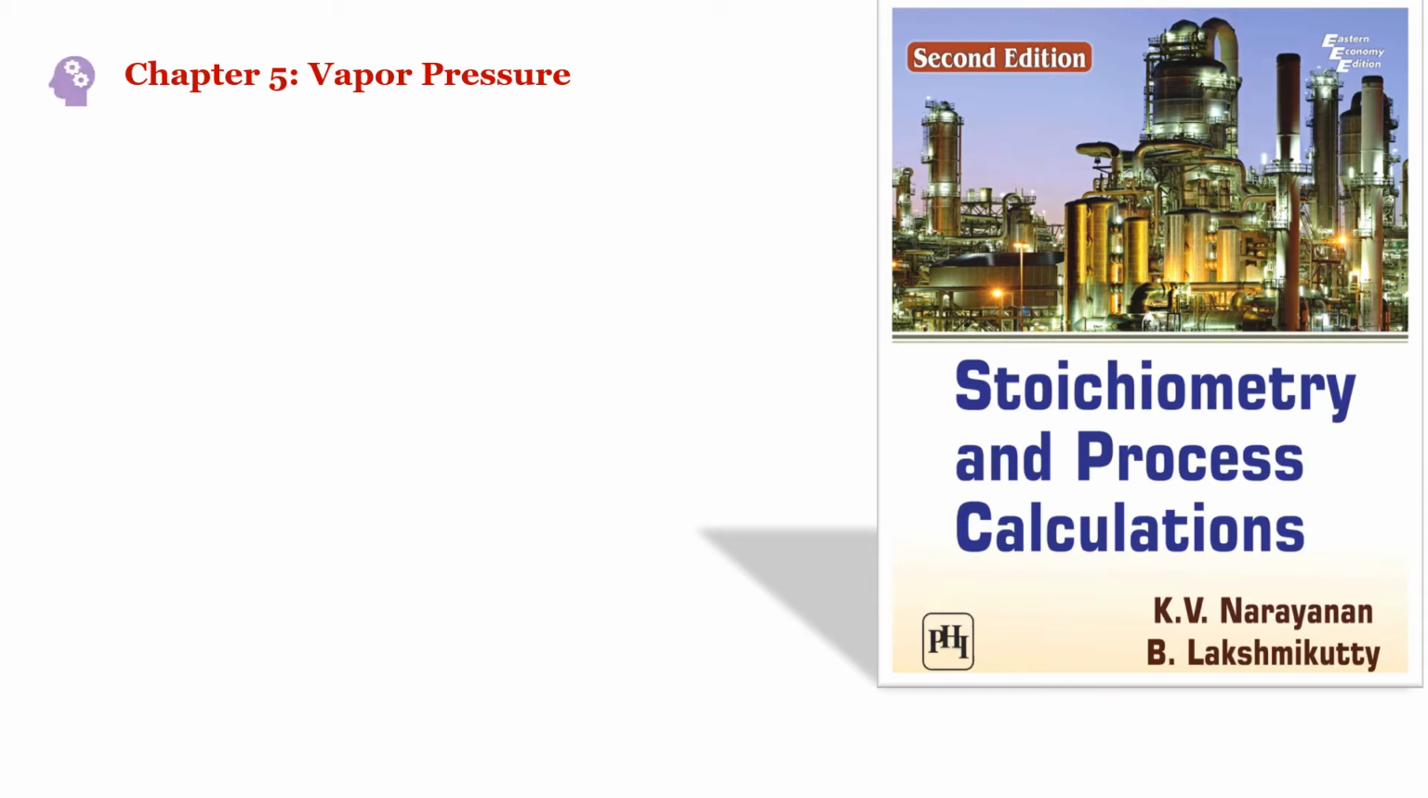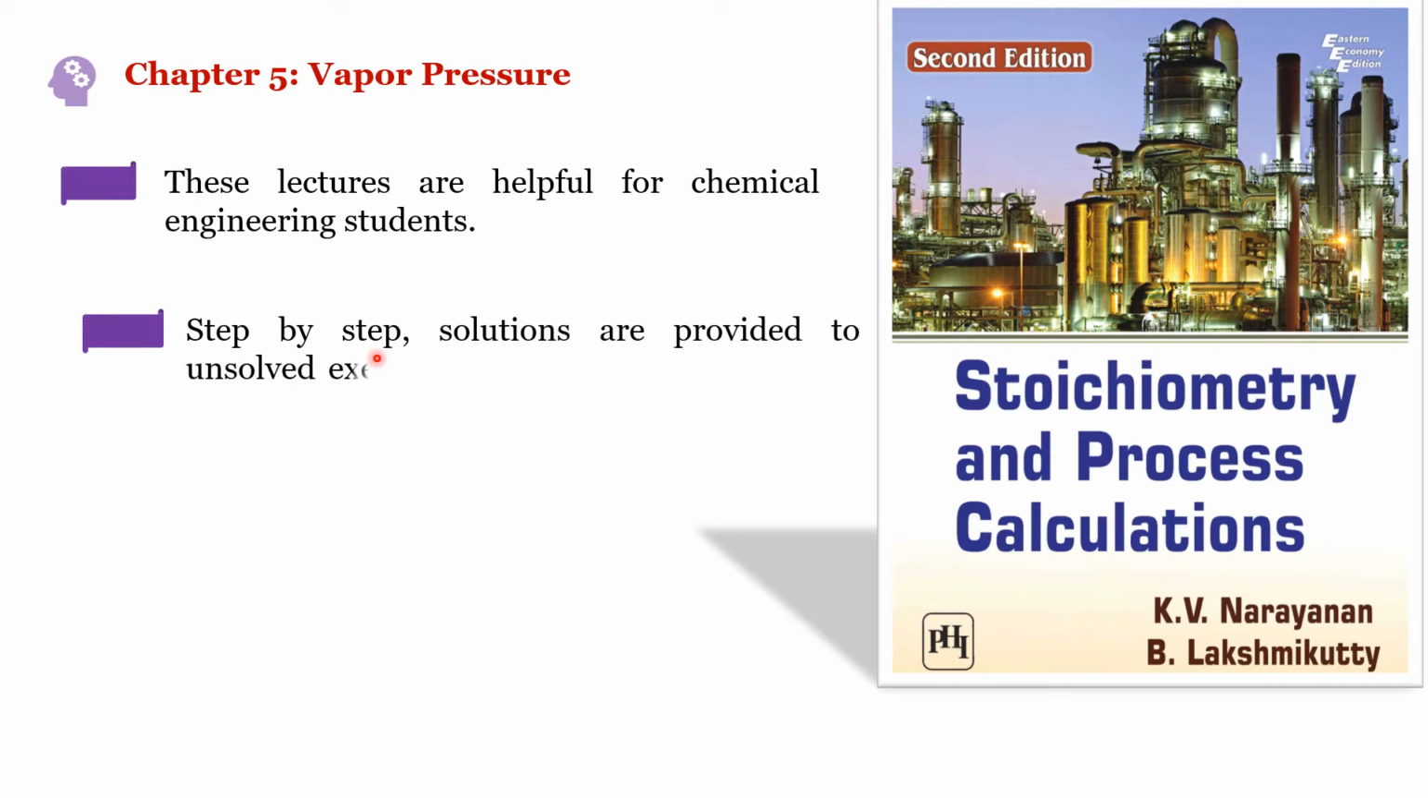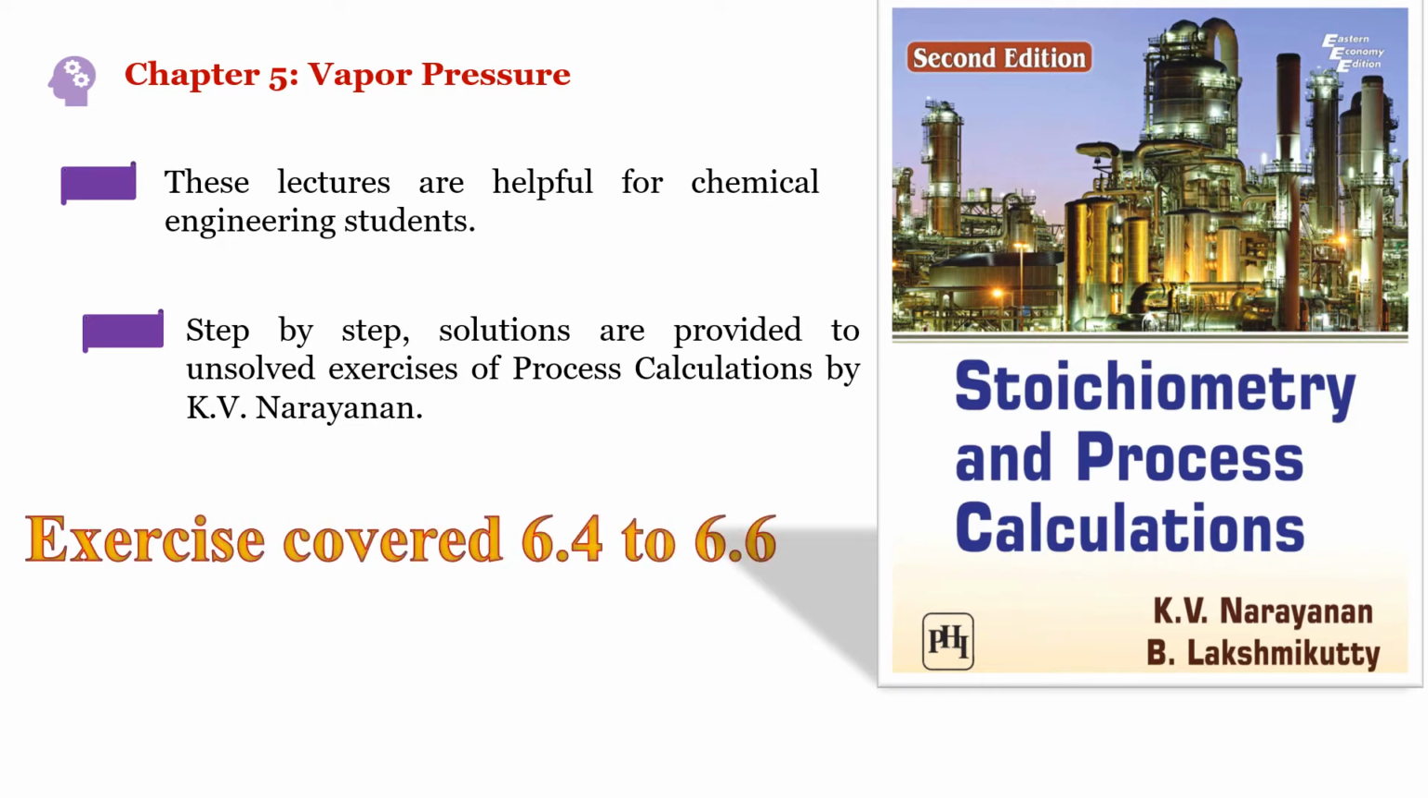In this lecture series, we will solve the unsolved problems of a famous book, Stoichiometry and Process Calculations by K.V. Narayanan. These lectures are helpful for chemical engineering students because it is a core subject for the chemical engineering branch. During the lecture, step by step solutions will be provided. In this lecture, exercise numbers 6.4 to 6.6 will be covered.